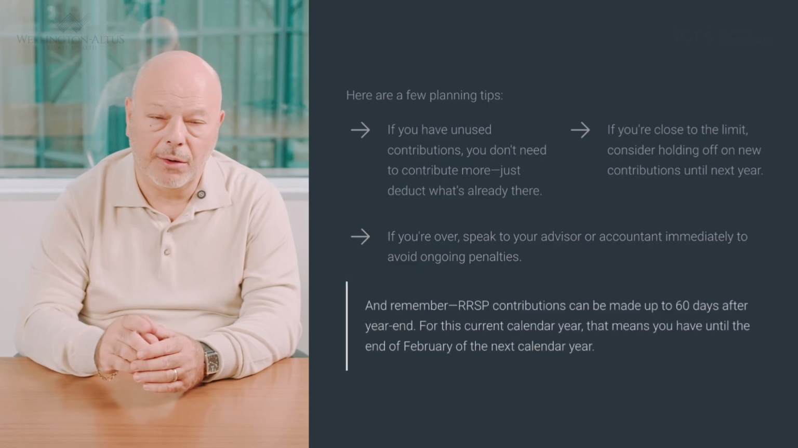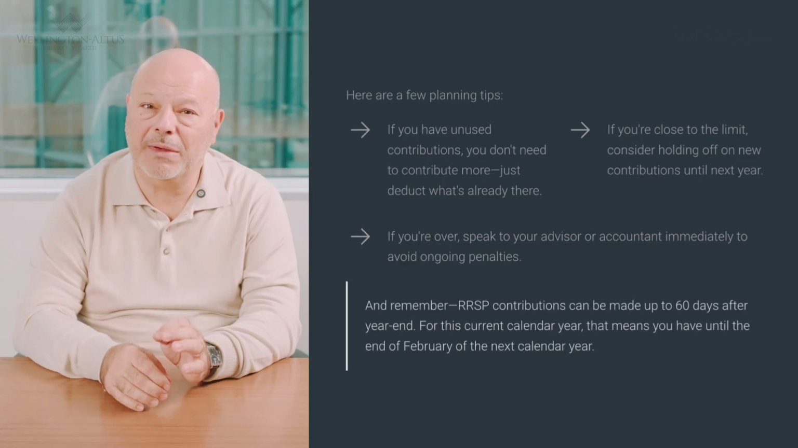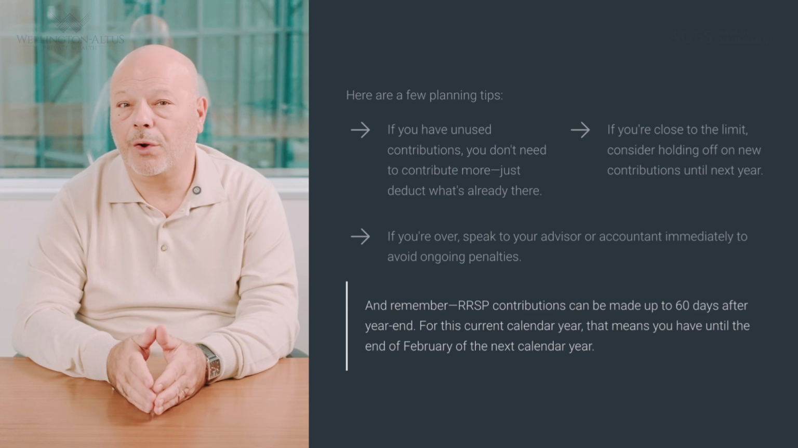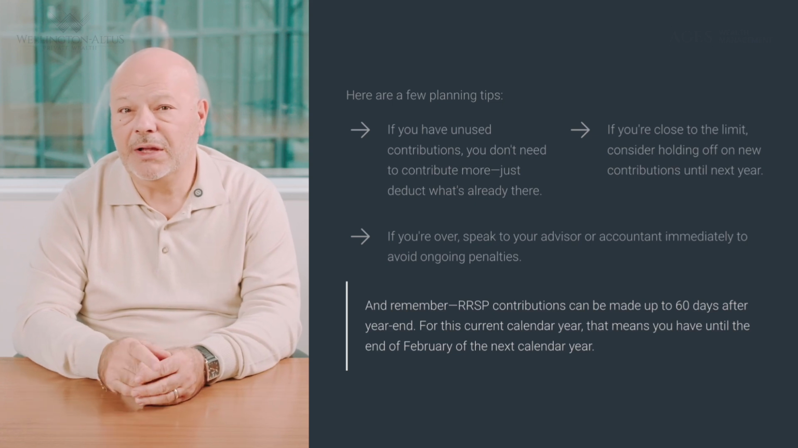And remember, RRSP contributions can be made up to 60 days after year end. For this current calendar year, that means you have until the end of February of the next calendar year. Your RRSP deduction limit statement is more than just a number. It's a roadmap for smart retirement planning and tax efficiency. If you're unsure how to interpret it or what to do next, reach out to your advisor. You don't have to be the expert. That's what we're here for.